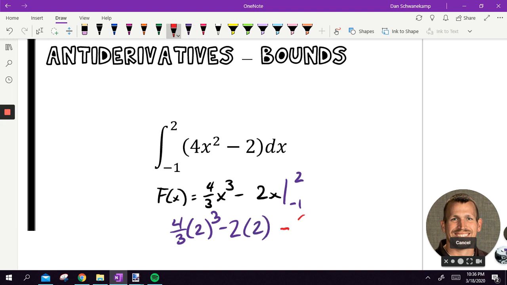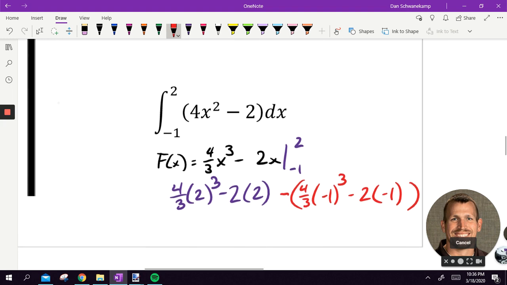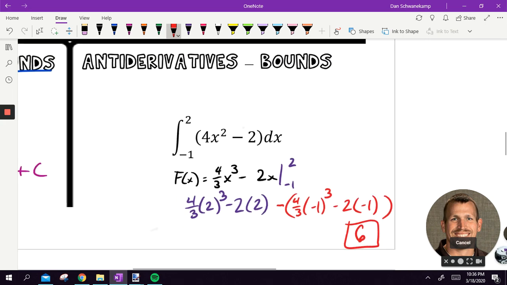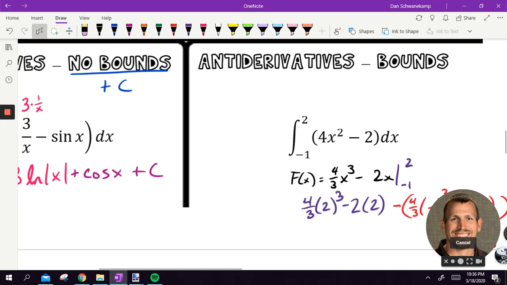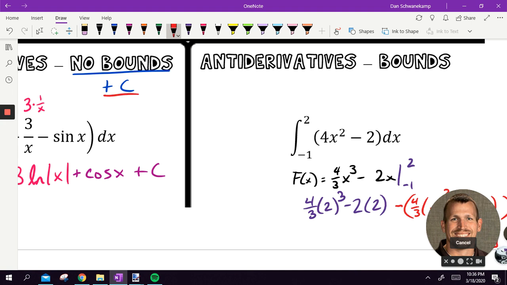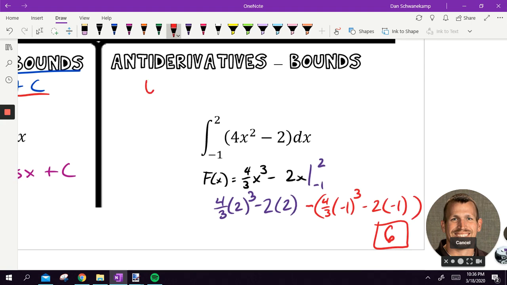Then we're going to subtract this whole thing by plugging in -1. So 4/3 times -1 cubed minus 2 times -1. Make sure we put that all in parentheses. If you want, you can simplify that down. For the sake of my own sanity, I'm going to just give you the answer here of 6. You can do that math. So antiderivatives, remember, no bounds, plus c. If you do have bounds, we go upper bound minus lower bound. That's the key to success.